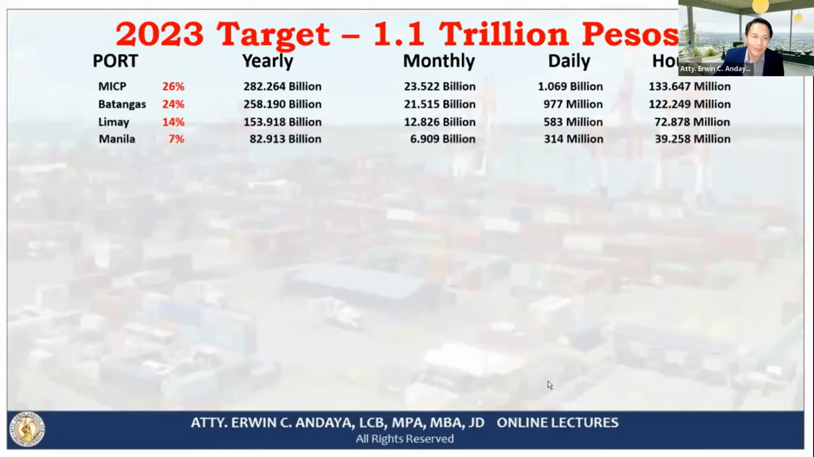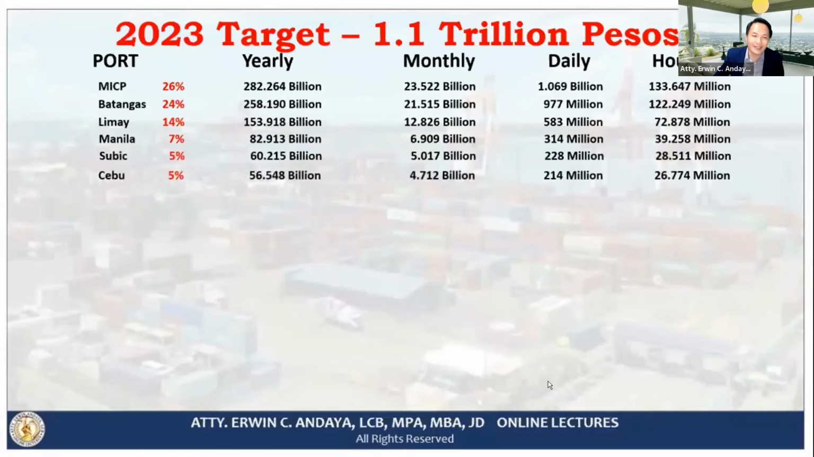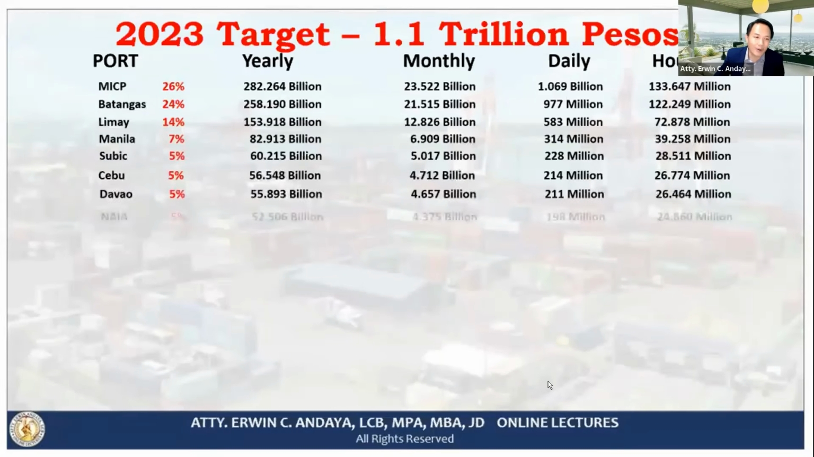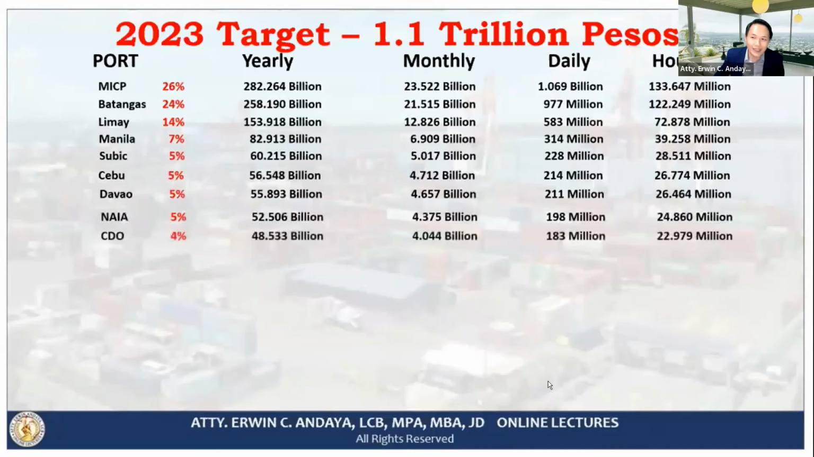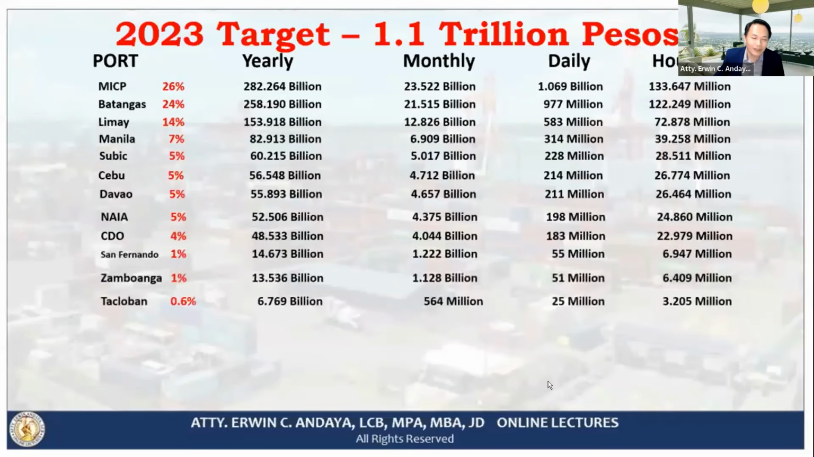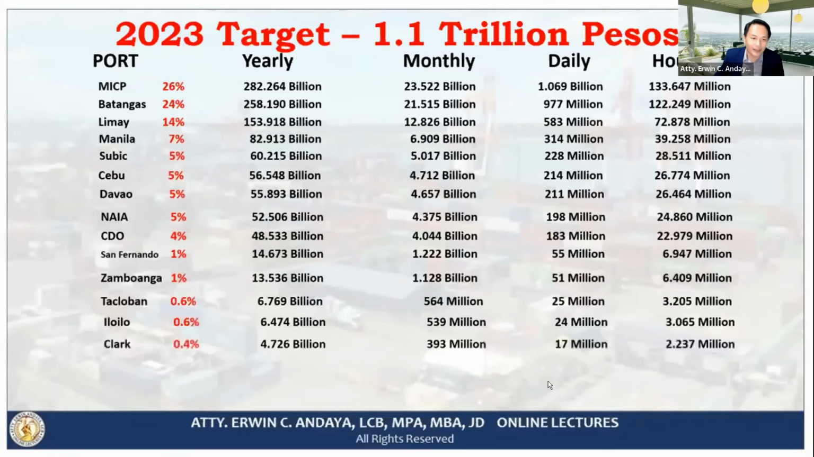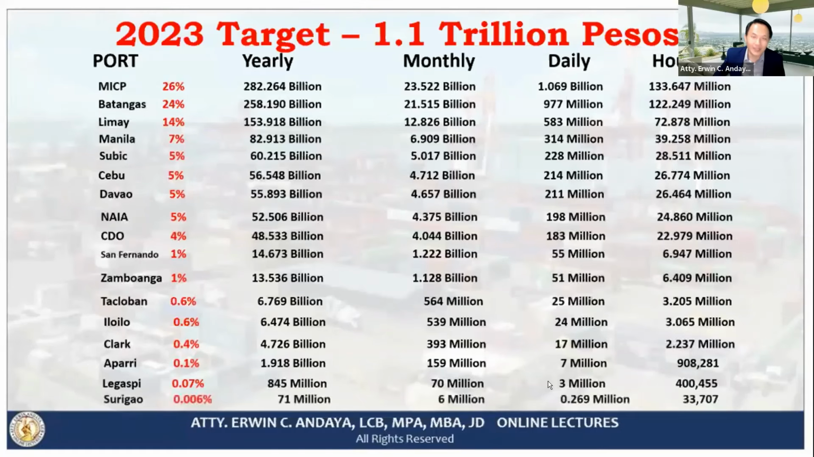Next, Manila. Okay? Next, what do you think? What comes after Manila? Subic, correct. Next after Subic, Cebu. Next after Cebu, Davao. After Davao, NAIA. After NAIA, CDO. San Fernando, I'll go straight through. San Fernando, Zamboanga, Tacloban, Iloilo, Clark, Aparri. And what do you think are number 16 and 17? Okay? Number 16 is Legazpi and number 17 is Surigao.